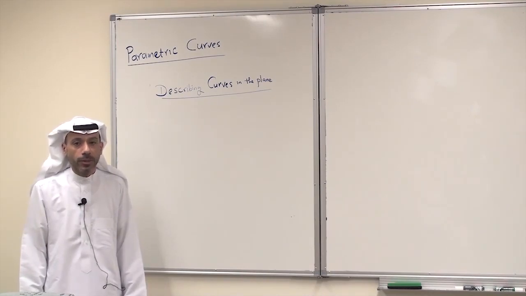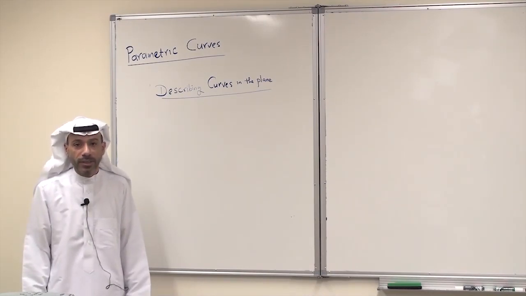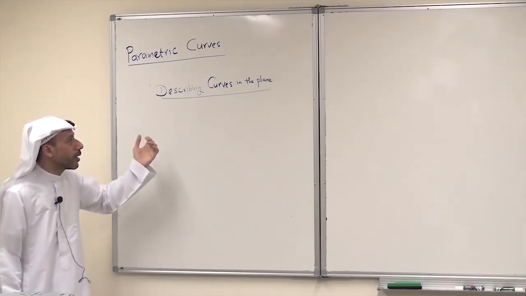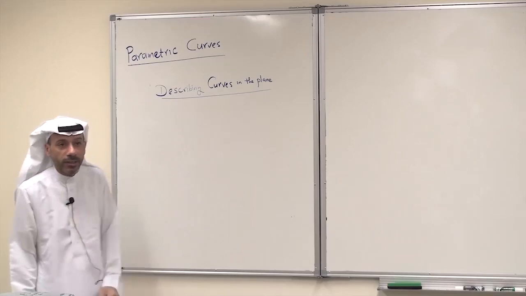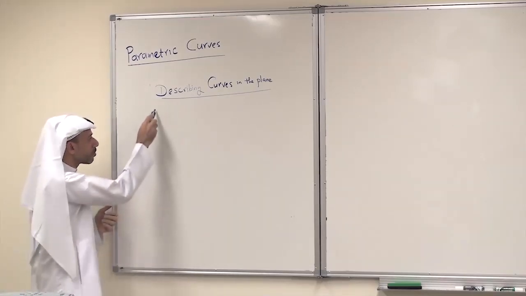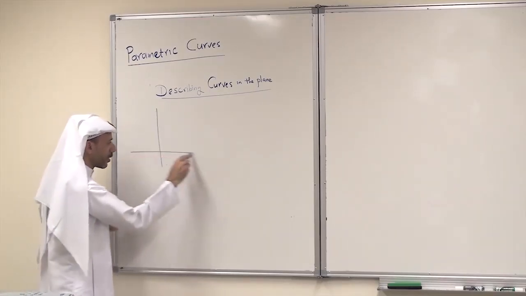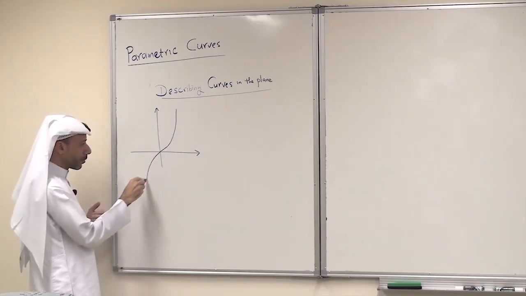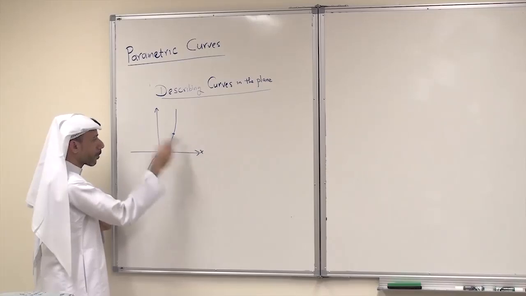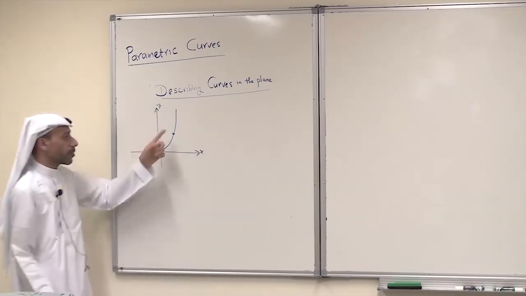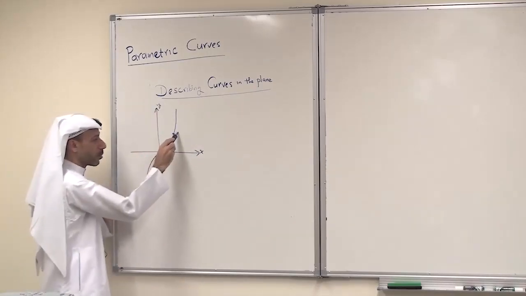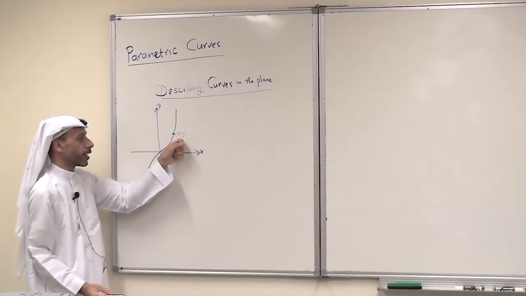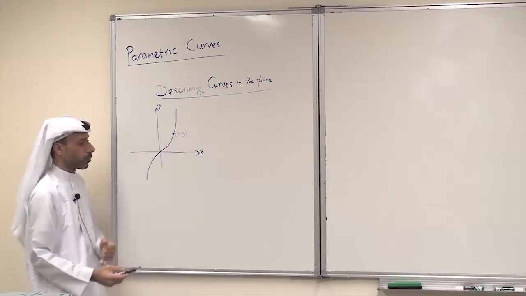In this video, we'll discuss parametric curves. For the motivation, we just remember how to describe curves in the plane. In general, we are used to any curve in the plane, like this one here, take the XY plane. We describe this curve by taking an arbitrary point on the curve, x, y, and then we try to relate the x and y coordinates of this curve.